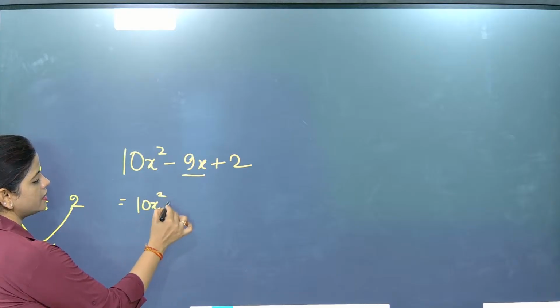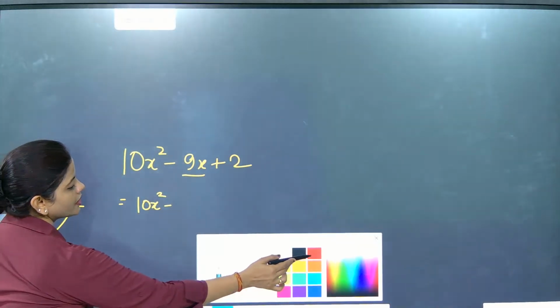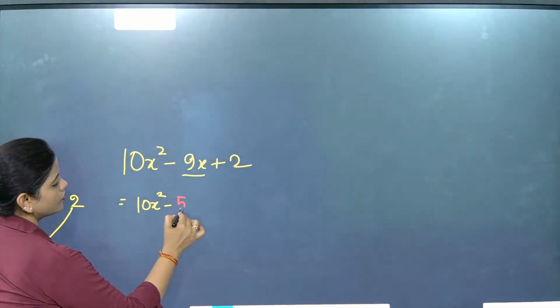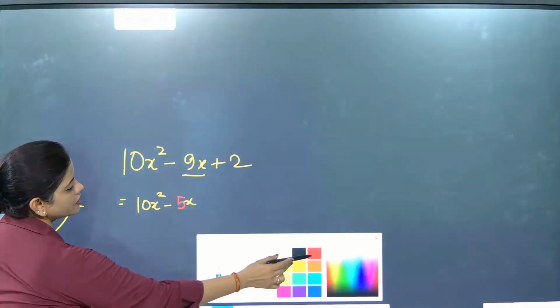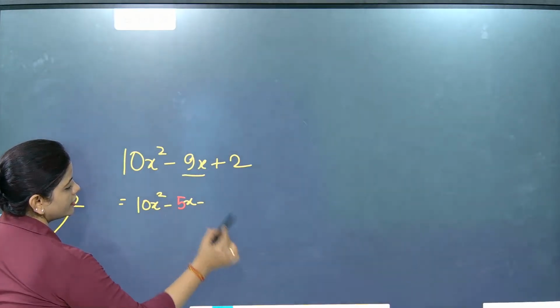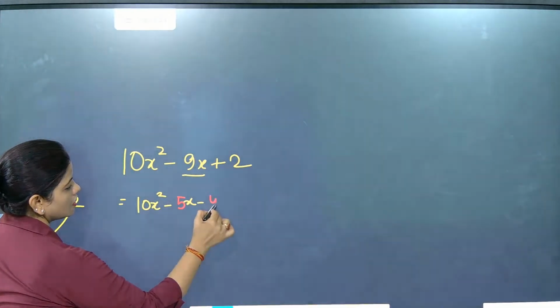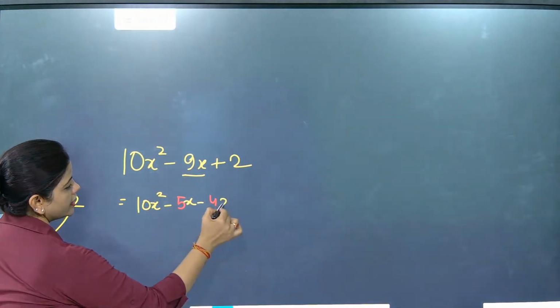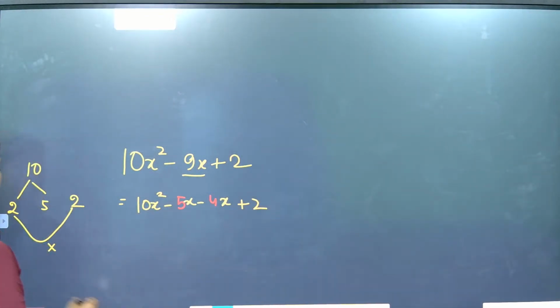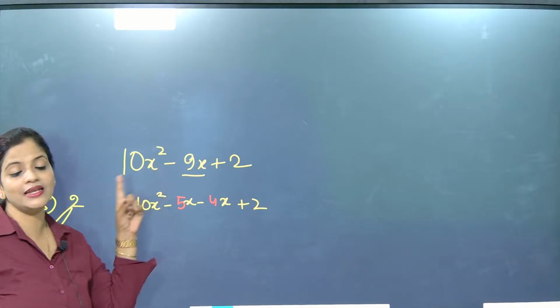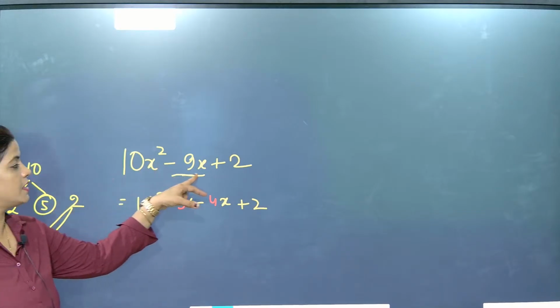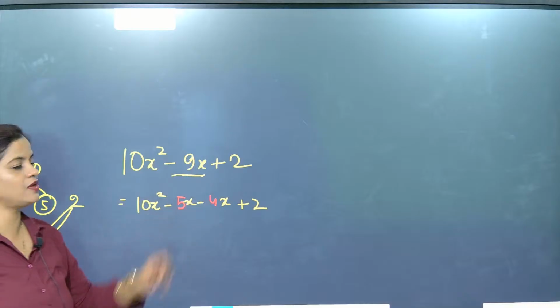10x square minus. Now it will become what, beta? Very good. Minus 5x. After that, minus 4x plus 2. So here, because we will multiply this, it is coming as 4 and this one is 5. So 5 and 4 we have to arrange in such a way that we get exactly 9 in the center. But 9 in the middle part is minus 9. So we have to write minus 5 and minus 4.